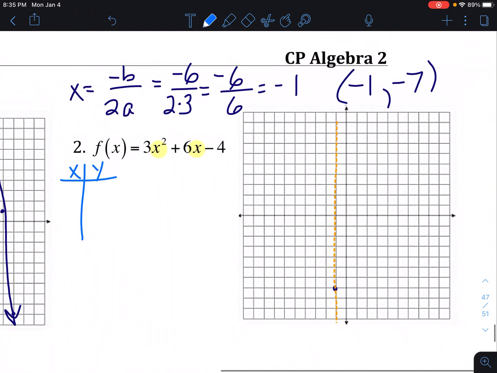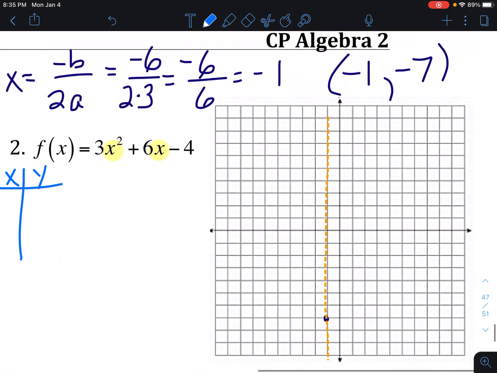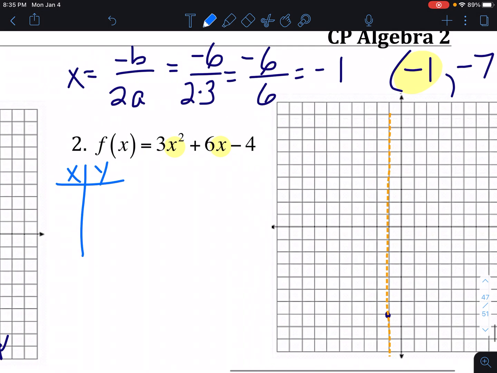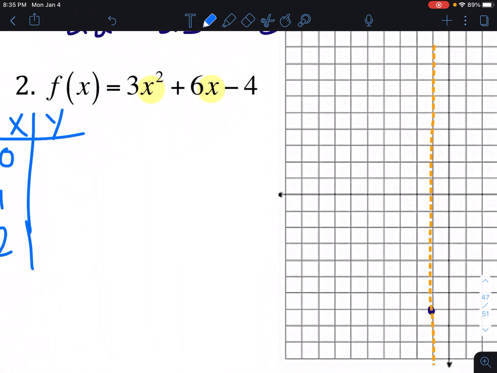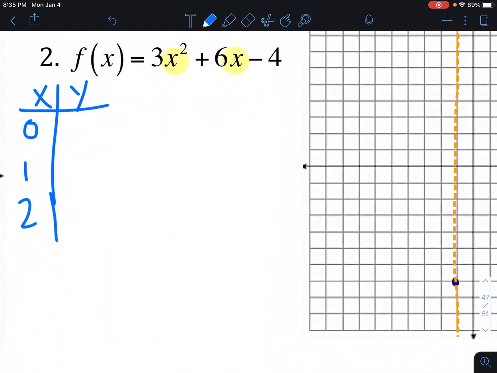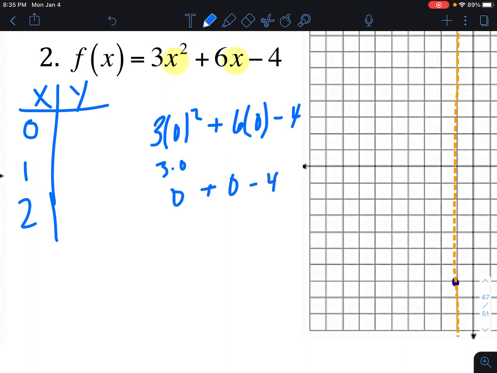All right, so look back at the vertex, you have your -1. So after -1 would come 0, 1, 2. And then we're going to have to plug into the formula again for those x values. So plugging in the 0, that would be 3 times 0 is 0, plus 0 minus 4 is -4.